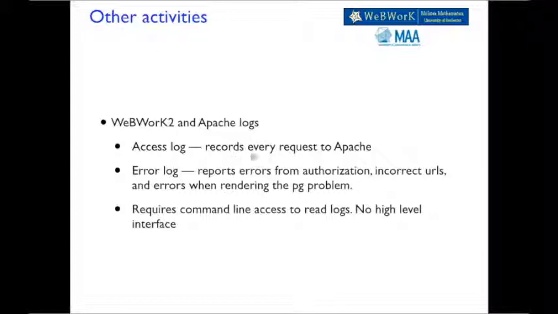So the access log simply records every request that's made to Apache. You can use this to find out whether certain students and IP addresses and so on have logged into Apache recently. The error log reports errors if somebody's tried to log in and they didn't have the right authorization, or they had incorrect URLs, they were trying to log into a course that didn't exist, for example, or if there was an error in rendering the PG problem. That happens sometimes, particularly if you edit your own.